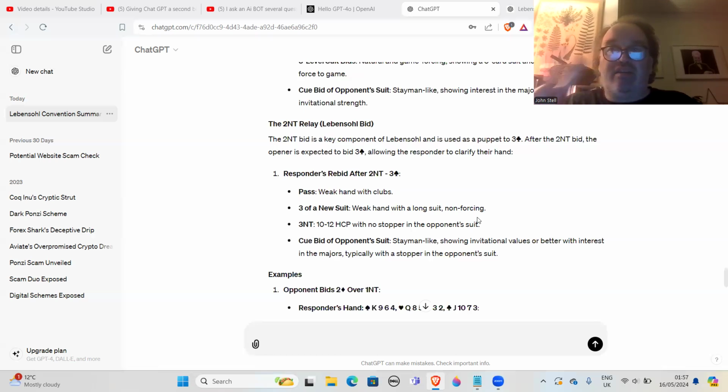But like I said, there are 2 different ways you can play lebensohl when going through 2 no trumps. Cue bid of opponent's suit, Stayman-like, showing invitational values or better, with interest in the majors, typically with a stopper in the opponent's suit.